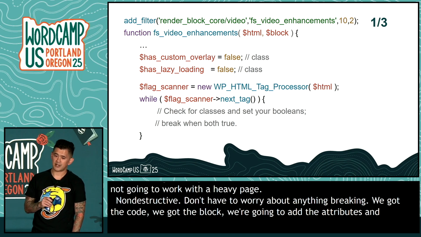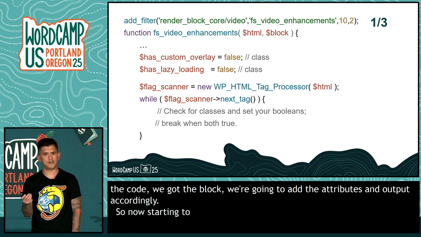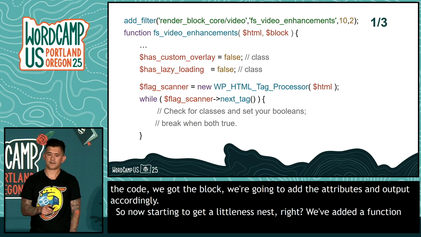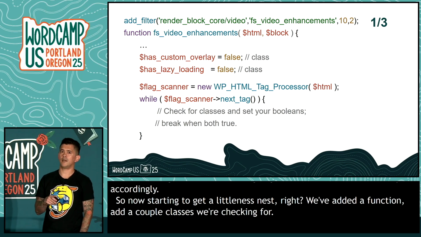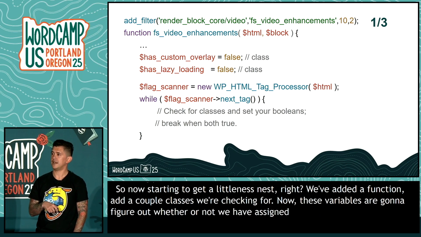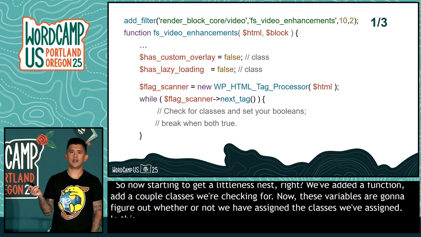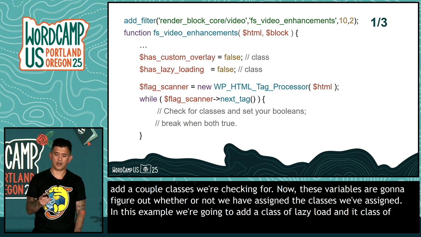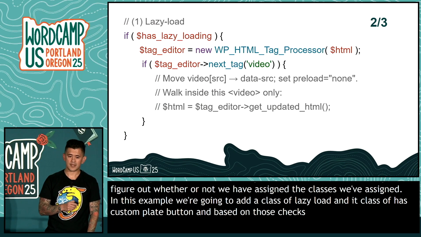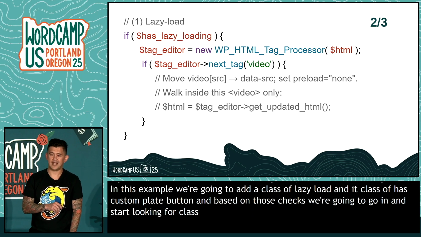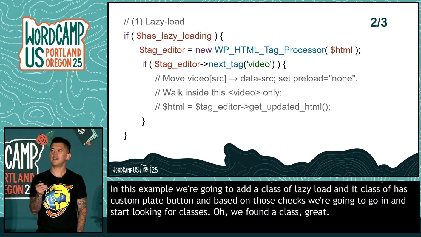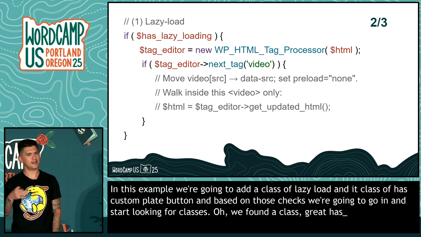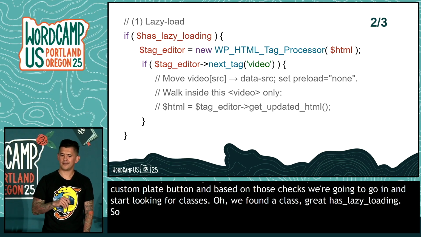So, now we're starting to get a little nuts, all right? We've scoped to the video block, great. Going to add the function. We've had a couple classes we're checking for. Now, these variables are going to figure out whether or not we've assigned the classes. In this example, we're going to add a class of lazy-load and a class of has-custom-play-button. And based off those checks, we're going to go in and start looking for classes. Oh, we found a class. Great. Has lazy loading. Now we've taken the video source, emptied it out, added a data attribute with the previous source. See where we're going, right? We're picking up steam here. We're going to return it. Great.